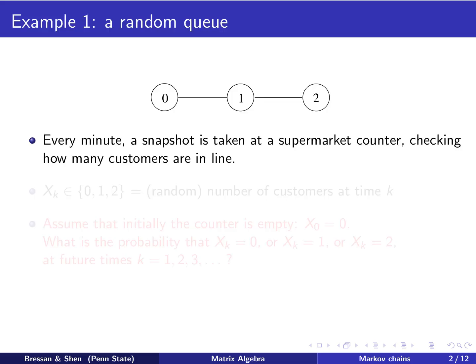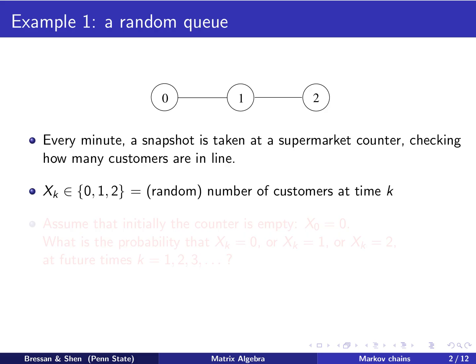First, we will take an example where a Markov chain would occur. This example is an example of a random queue. Assume that every minute a snapshot is taken at a supermarket counter, checking how many customers are in the line. Let's say the number of customers in the line is either 0 or 1 or 2.